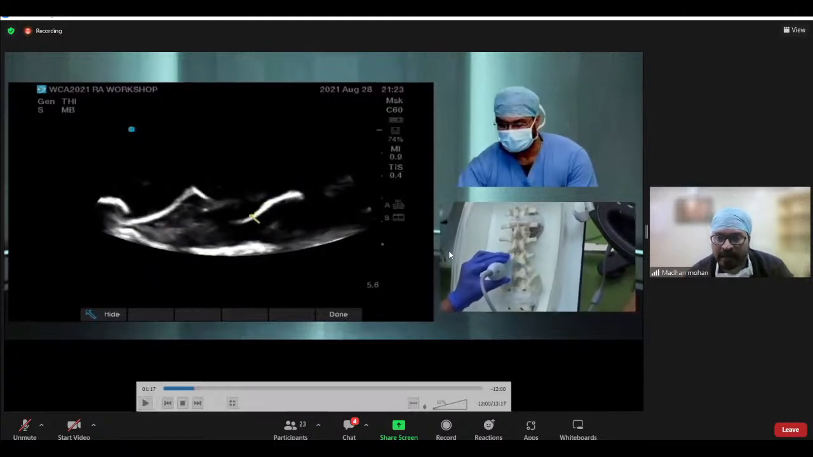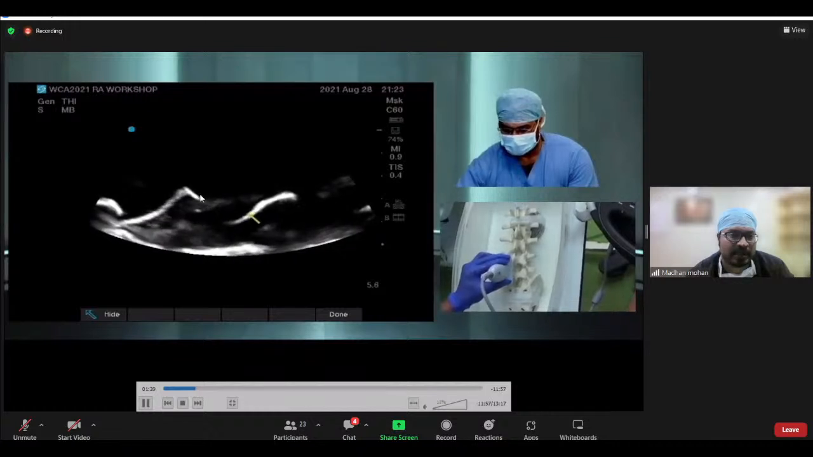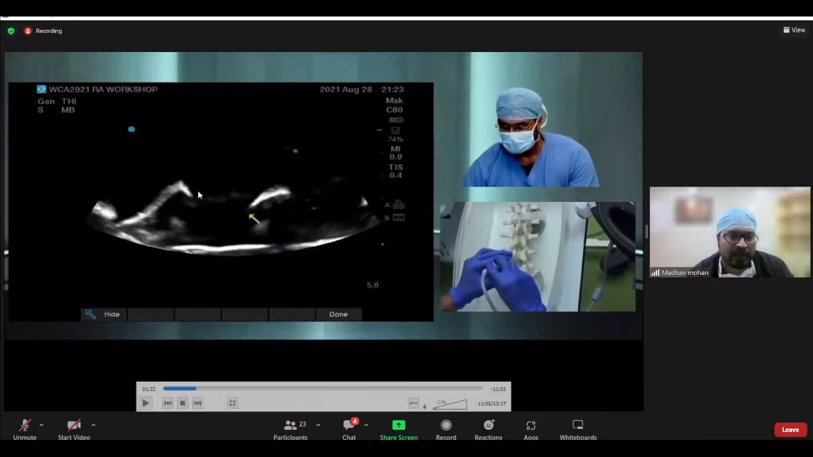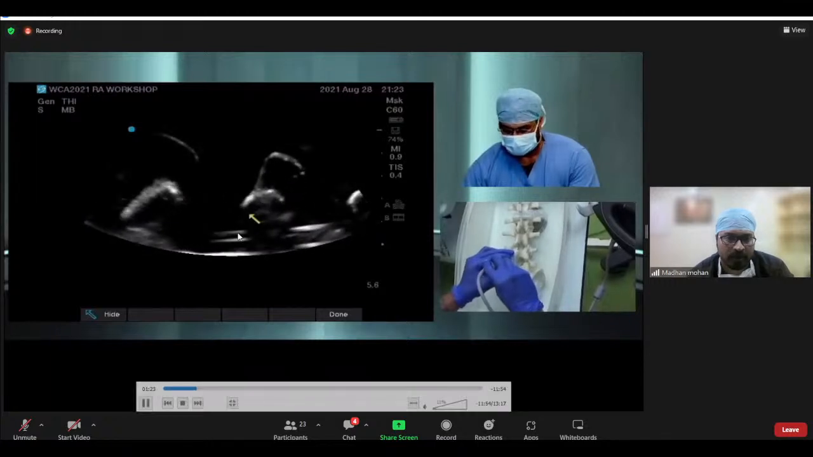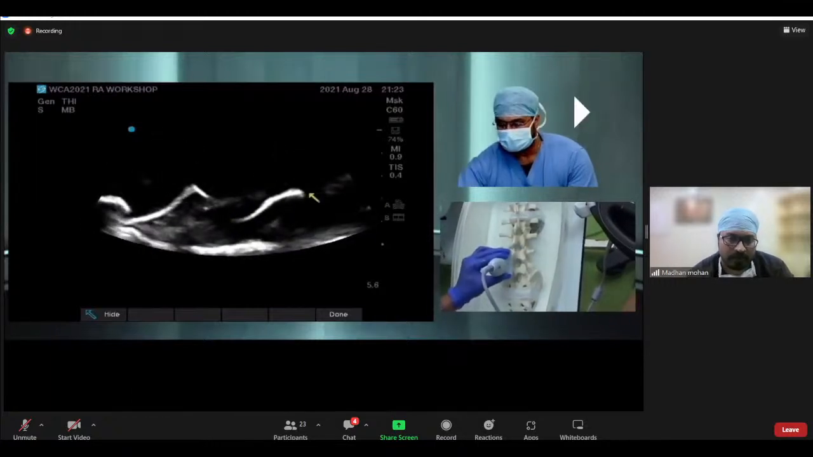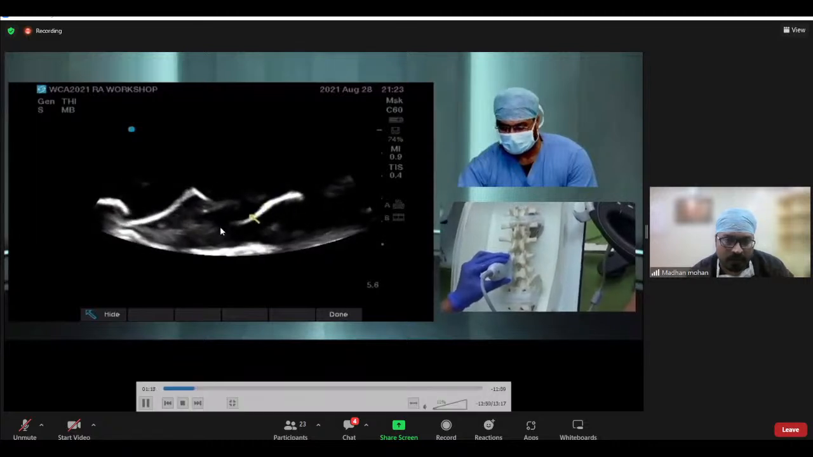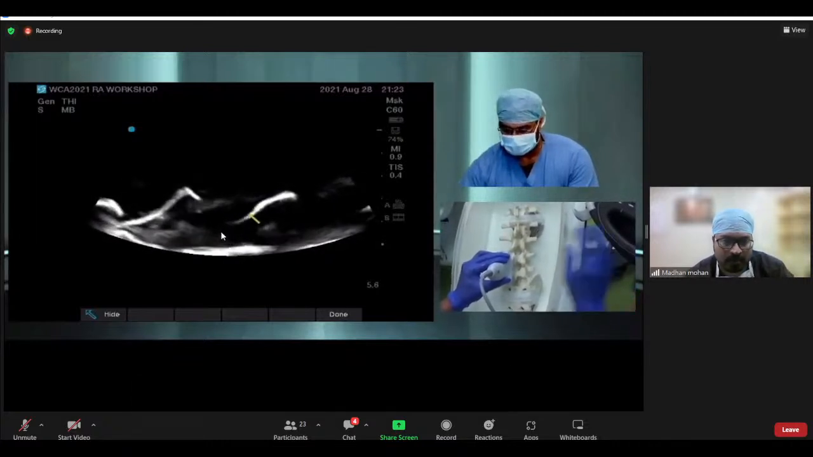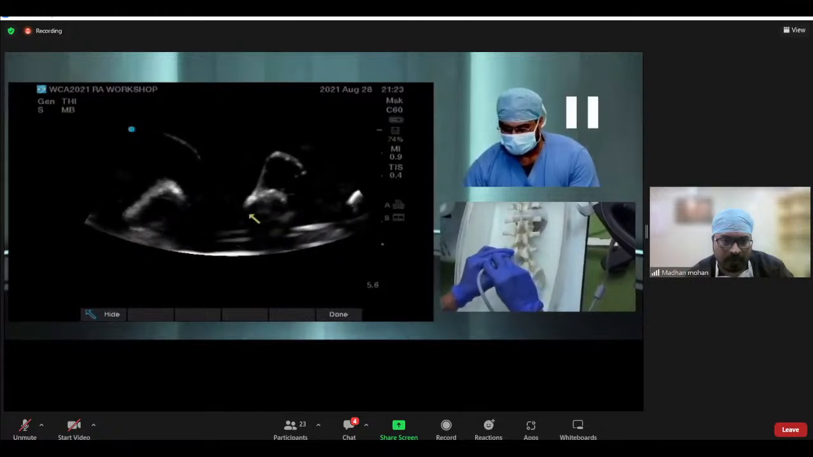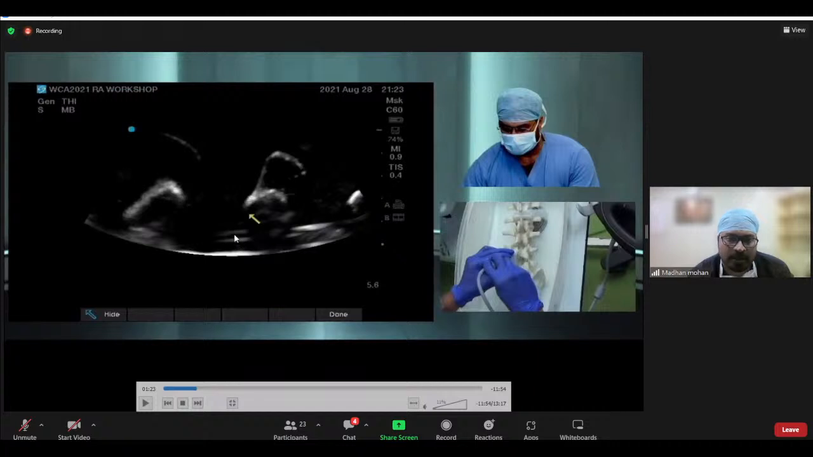So after identifying the midline, you move the probe laterally. From midline, the first structure you are going to encounter is the lamina. Here you are seeing the lamina, which resembles a horse head. In between the lamina is the interlaminar space. In this particular model, I have put an endotracheal tube which mimics the theca. So you can see the reflection of the endotracheal tube. So this is the endotracheal tube.